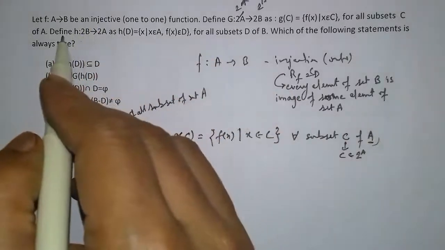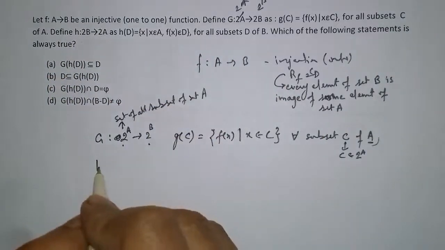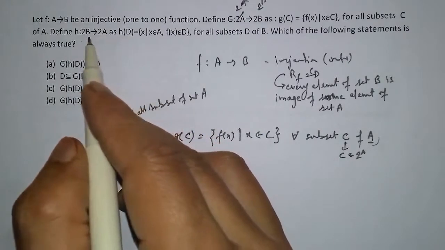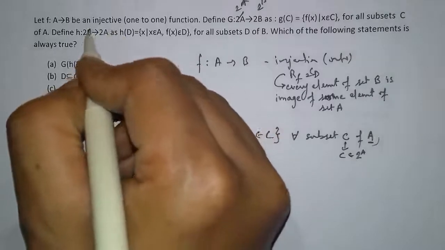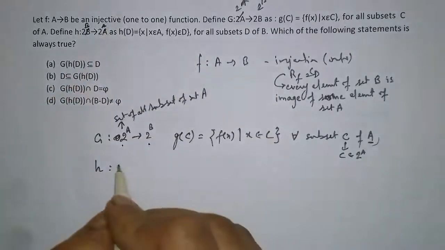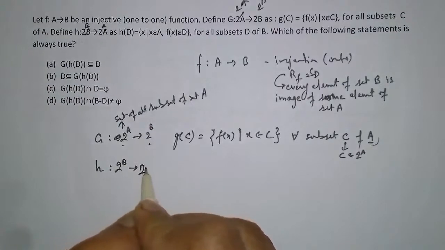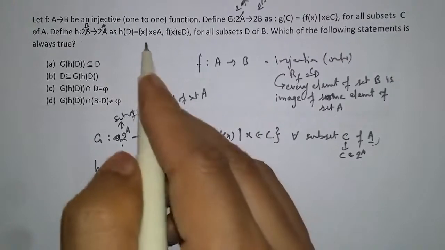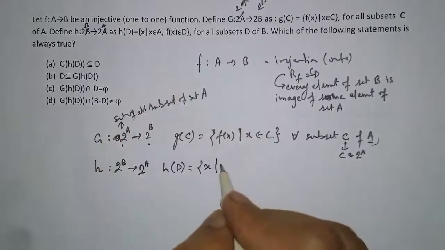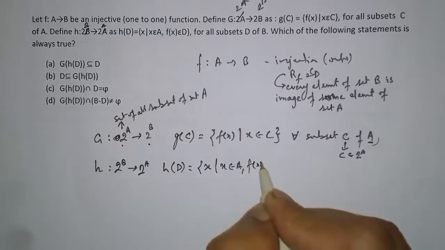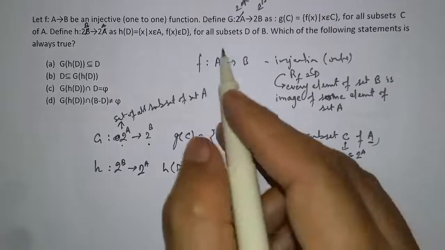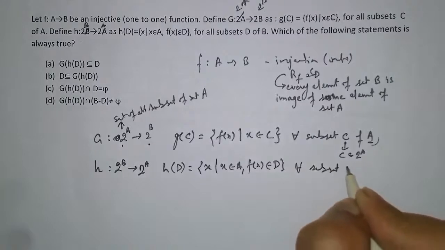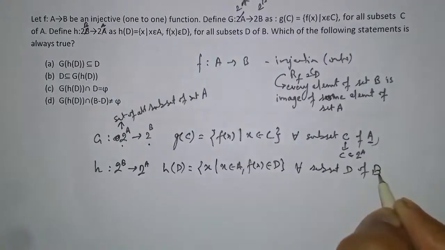Now, in another line it is given that h is another function which is defined from 2 to the power B to 2 to the power A such that h(D) = {x belonging to A such that f(x) belongs to D} for every subset D of B.